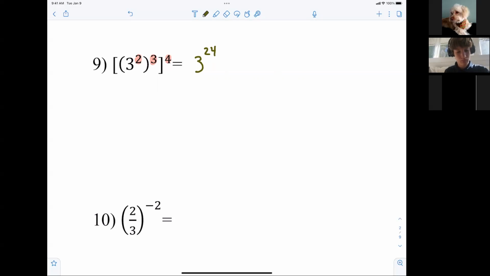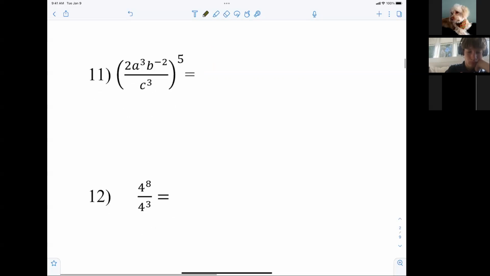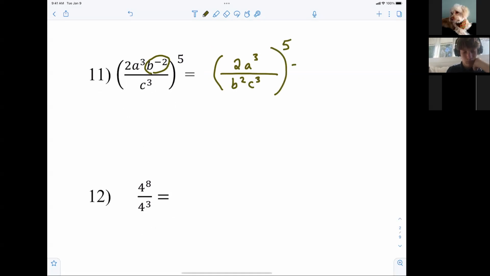All right, anybody have any questions? 3 to the 24th. All right, here we go, number 11. Now, I recommend this automatically goes where? On the bottom. So I want you to rewrite it as 2a cubed over b squared c cubed raised to the 5th power.